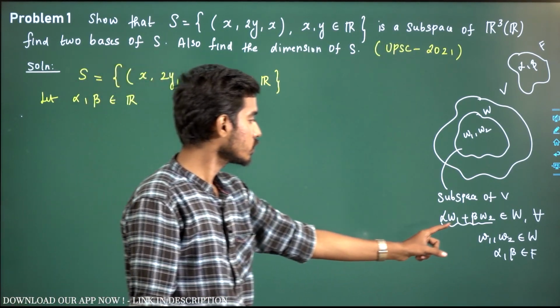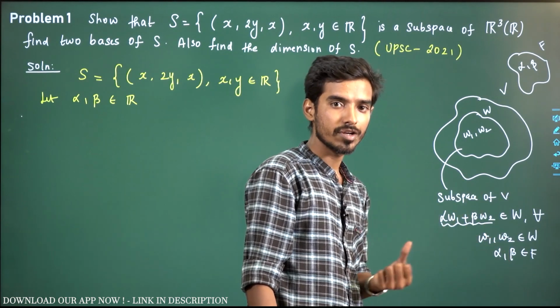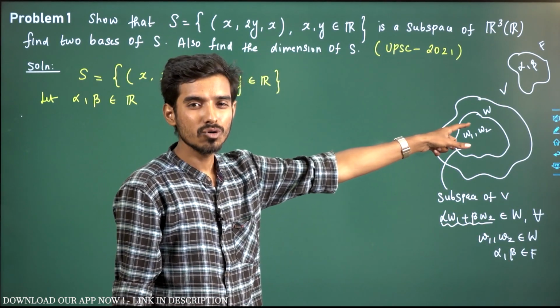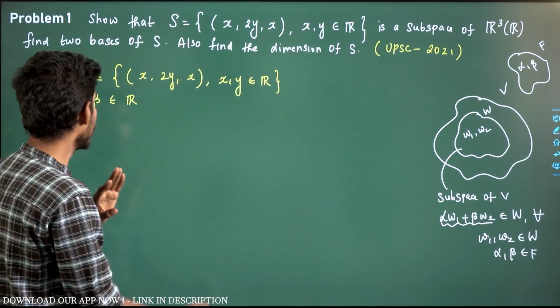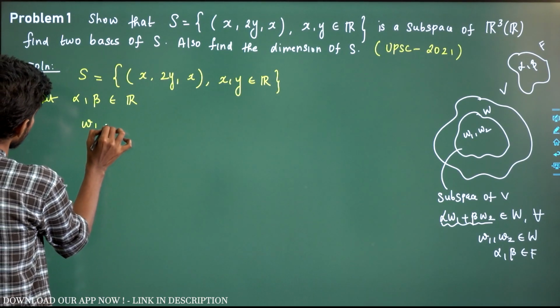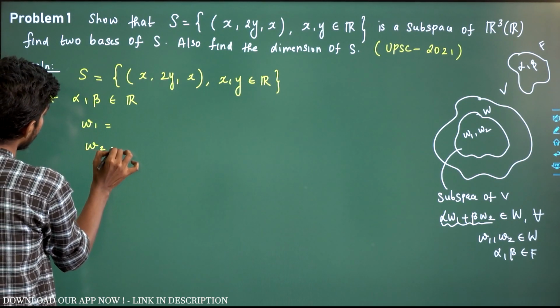Now we need to choose W1, W2. We need to choose two elements from W. Here our W is S. So let us take two elements W1 and W2.